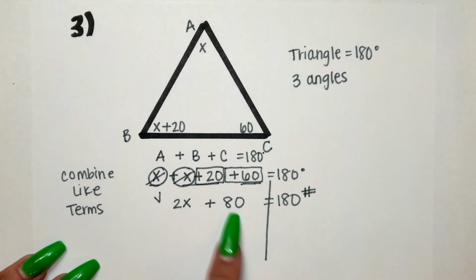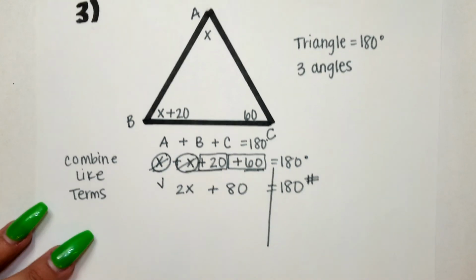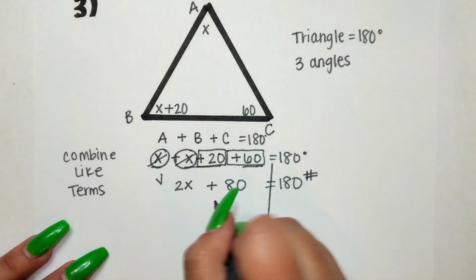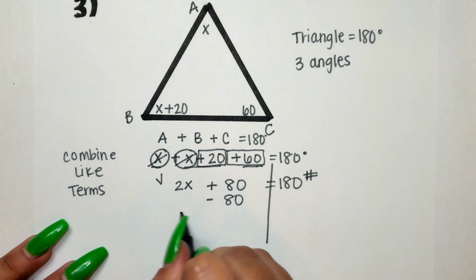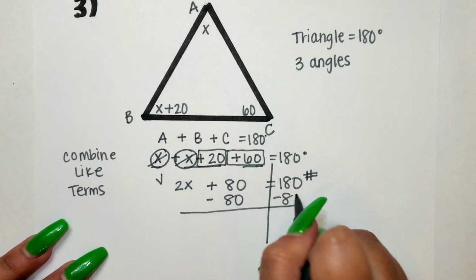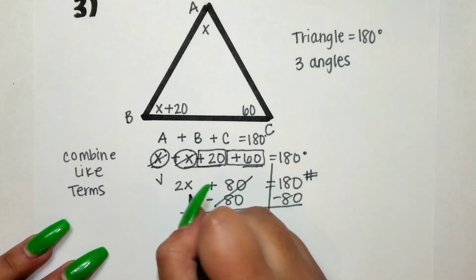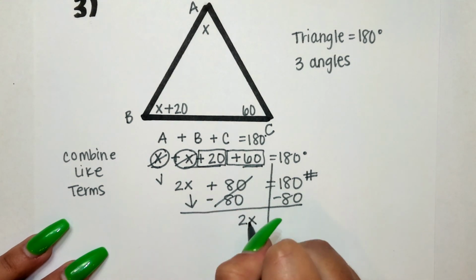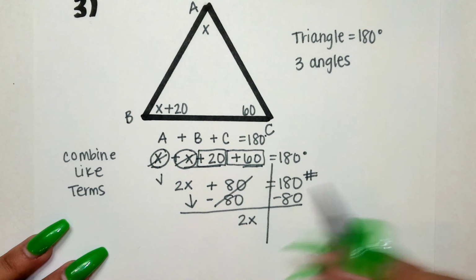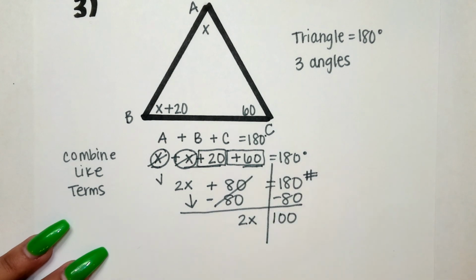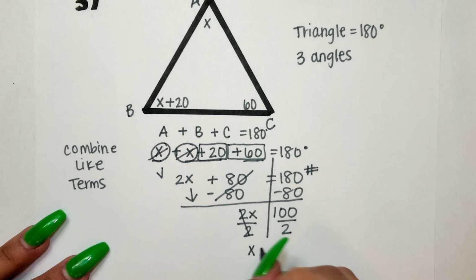So I want 80 to be brought over to the other side. So I have a positive 80. So I'm going to subtract 80 on both sides. My 80s will cancel. I'm going to bring down the 2x. 180 minus 80 is 100. And then I'm going to divide both sides by 2. Can cross my 2's off. And x equals 50.